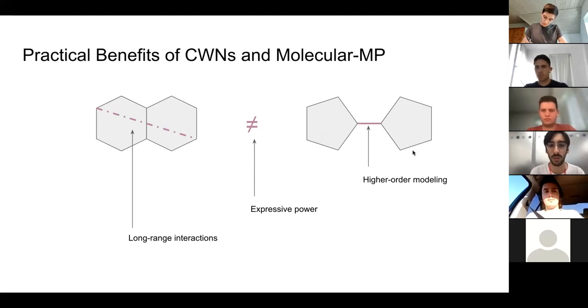It's not just that the network is aware of the presence of these substructures, but also that they are actually properly modeled. And in the end, you obtain a representation for each of these higher level cells, for example edges and rings in this case. And they have a representation which is updated at each layer, pretty much as we do with nodes in standard GNNs.